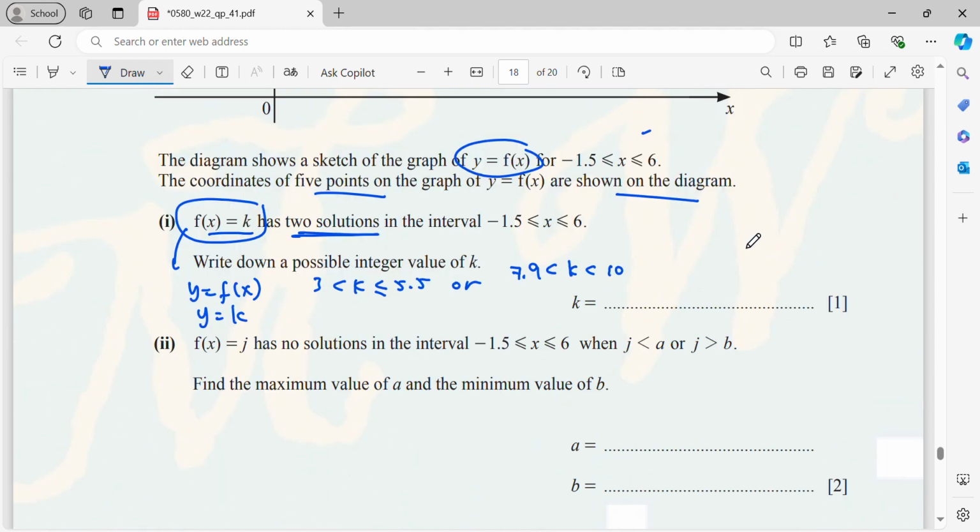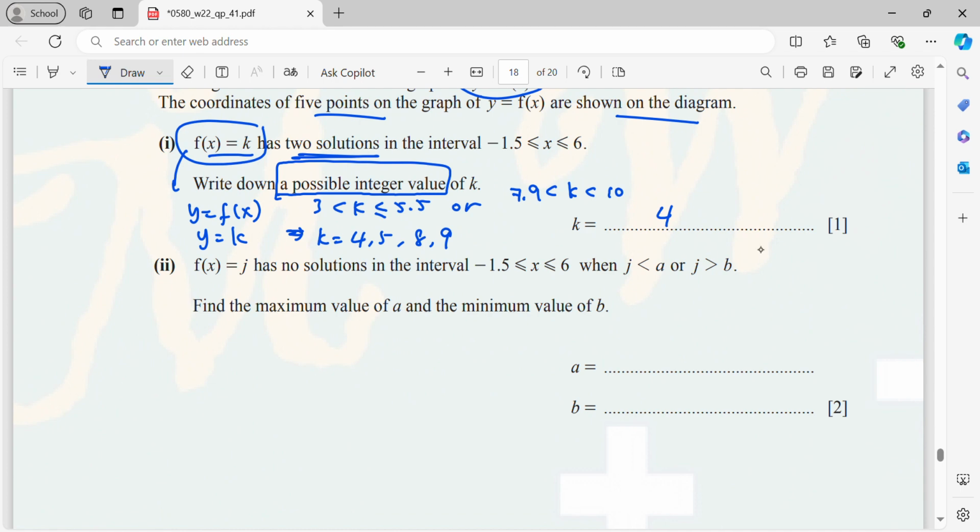So now from here, for the first one my k will be 4 or 5. Then for the second one, my k can be 8 or 9. So you can accept all these. But the question says write down a possible integer, so only one. Probably you can just write 4. You can write 5 or 8 or 9, up to you. So that is the solution for the first part.